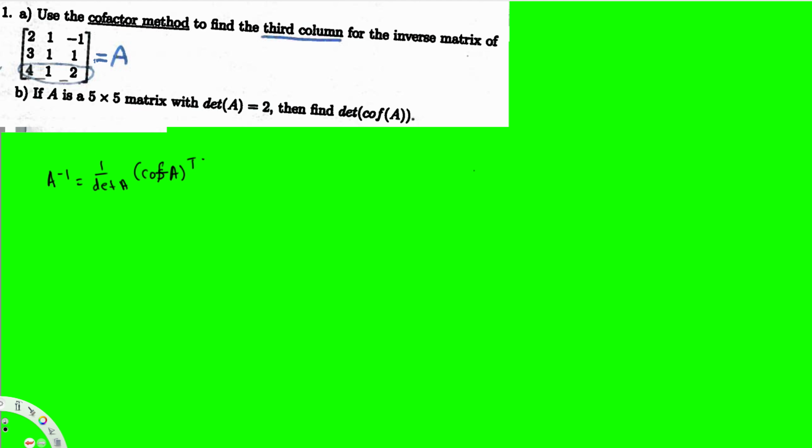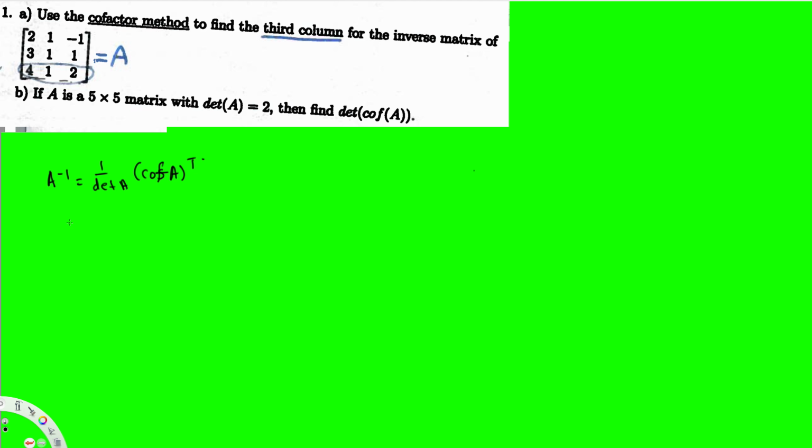So first of all, I have to find the determinant of A and the cofactor of A transpose. We are only going to find the cofactors for this one, because that's what we need for the final answer. First, calculate the determinant of A.